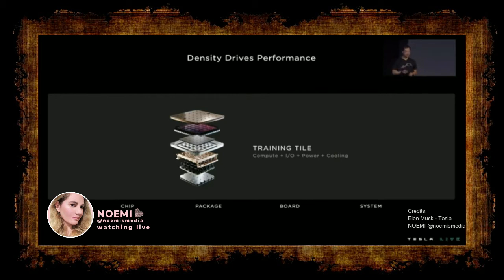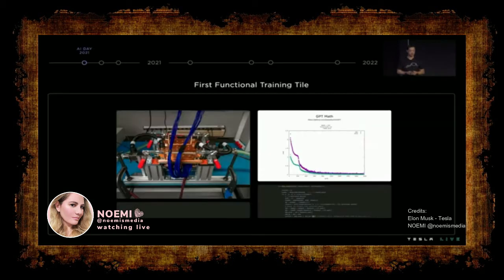Now, a key step in realizing that vision was our training tile. Not only can we integrate 25 dies at extremely high bandwidth, but we can scale that to any number of additional tiles by just connecting them together. Last year, we showcased our first functional training tile. And at that time, we already had workloads running on it.